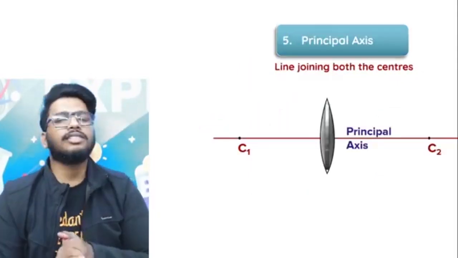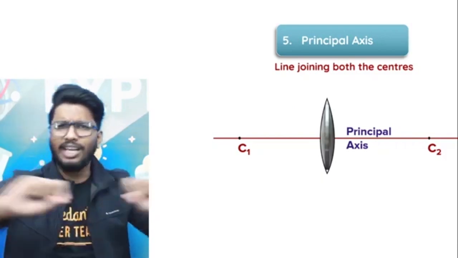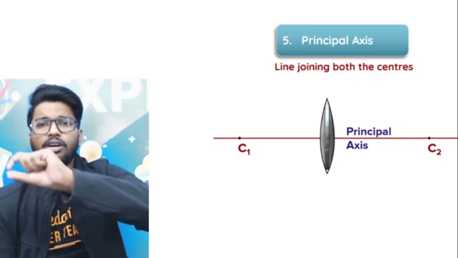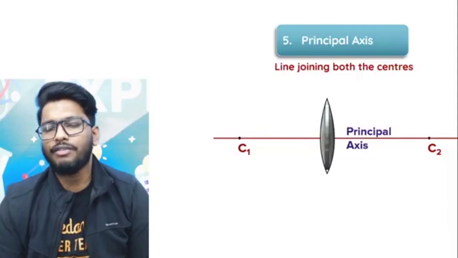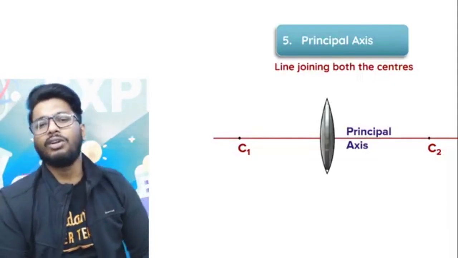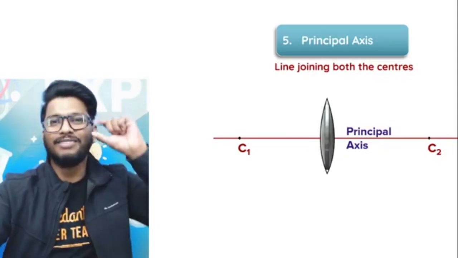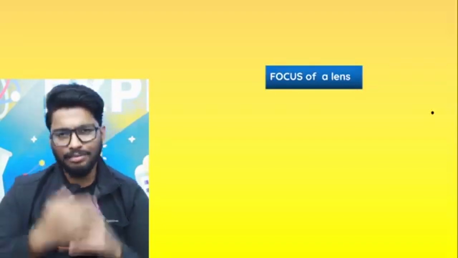Moving on, the next one is the principal axis. The principal axis is a straight line which joins both the centers of curvature, passing through the optic center of the lens. That line that we draw is called the principal axis. That, my friends, is all the terminology that you have to be aware of when it comes to lenses.